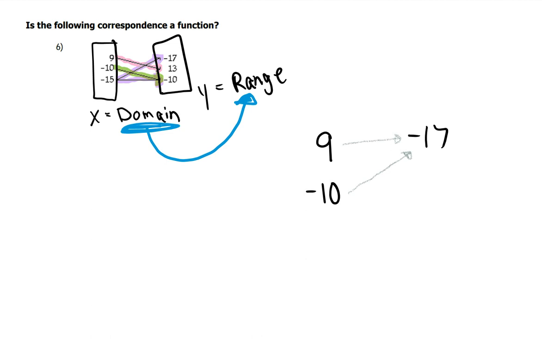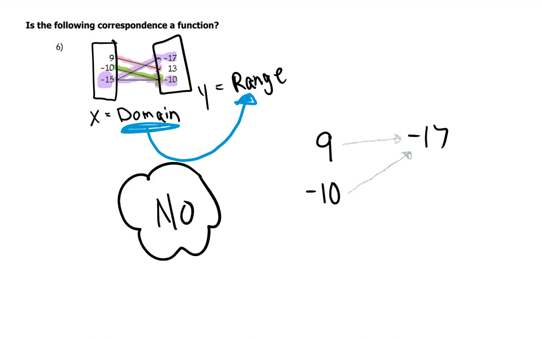As long as each x goes to only one y, it doesn't matter which y it is. Every single one of those x's could go to negative 17, or they could all go to 13, or they could all go to negative 10. It doesn't matter as long as they're only going to one of them. But this 15 right here maps over to both the negative 17 and the negative 10, so therefore the answer is no, it is not a function.